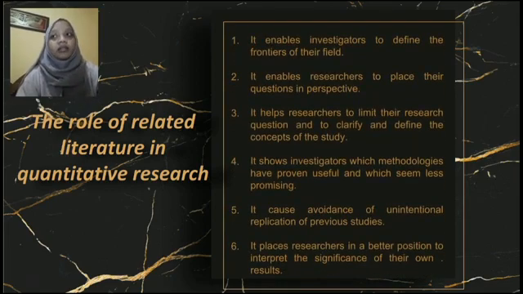These are: first, a knowledge of related research enables investigators to define the frontiers of their field. Second, a thorough review of related theory and research enables researchers to place their question in perspective. Third, reviewing related literature helps researchers to limit their research question and to clarify and define the concepts of the study. Fourth, through studying related research, investigators learn which methodologies have proven useful and which seem least promising.